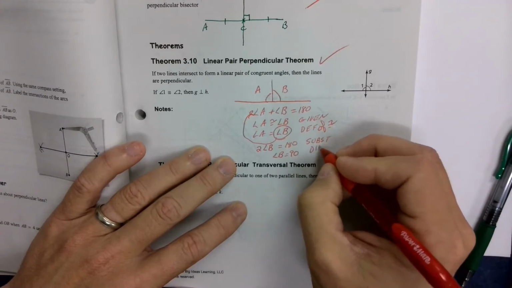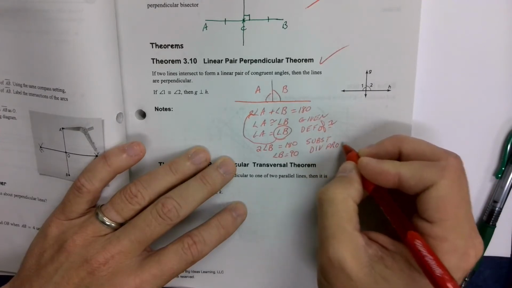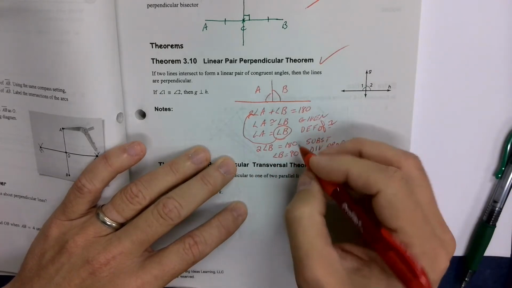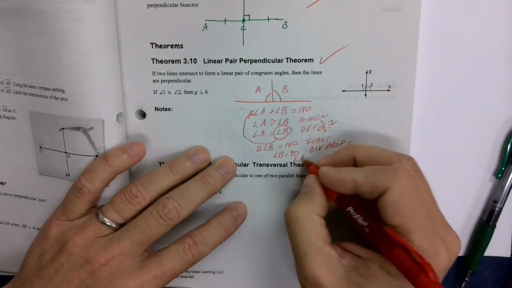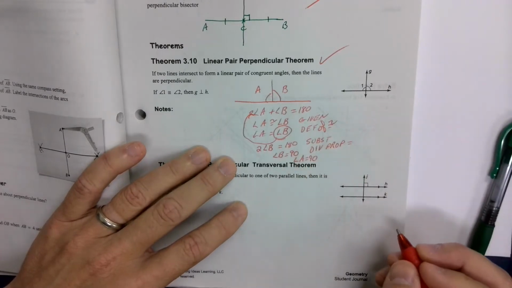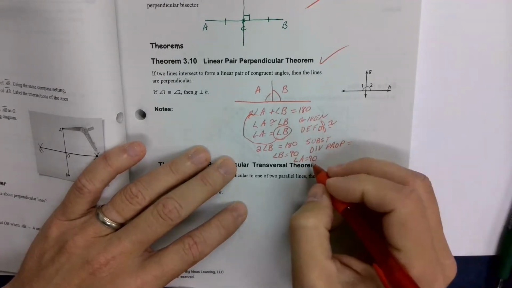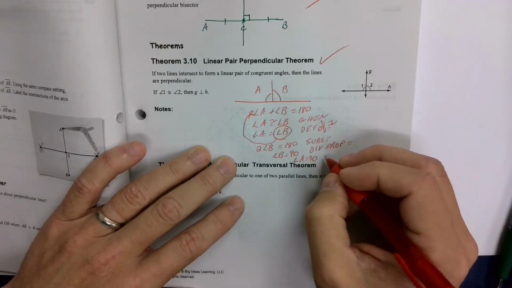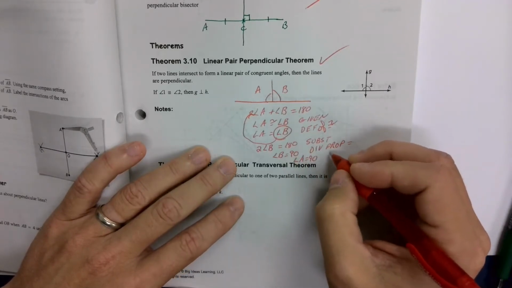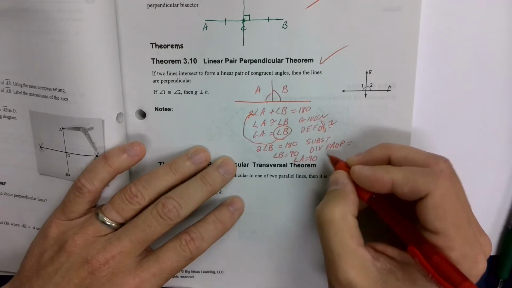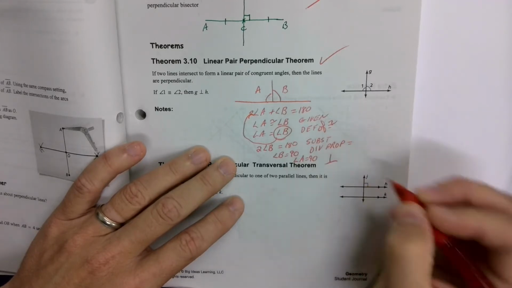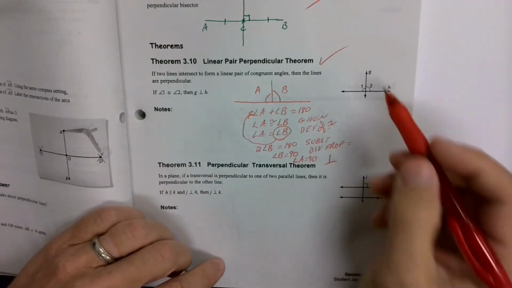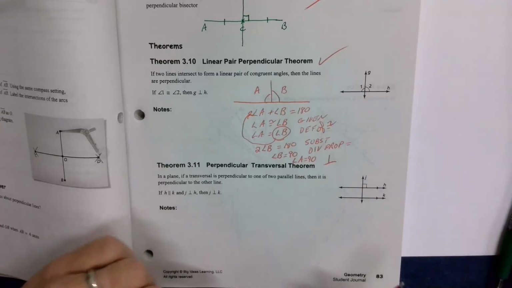By division property of equality, I divided both sides by 2. And then if angle B equals 90 degrees, I can do substitution again and get angle A equal to 90 degrees, if I wanted to show that they were both there. And if one of them is 90 degrees, then the lines must be perpendicular. That's kind of how we prove that one. Okay? So again, 90-degree angles means right angle, which means perpendicular.